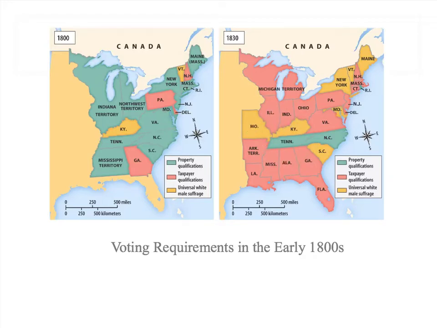Now, the bottom line is that it opened up a lot more people, particularly in the West, as the Indiana Territory and Northwest Territory become the states of Illinois, Indiana, and Ohio. It opened up a lot more people into the democratic process, or in other words, to be able to vote.